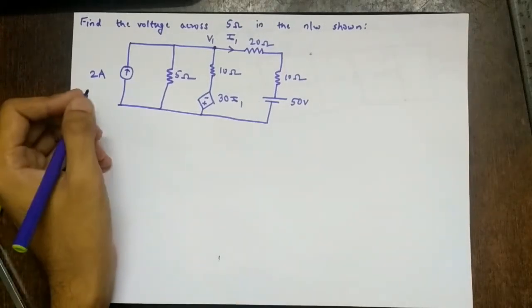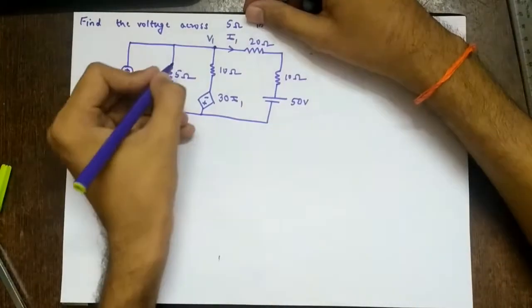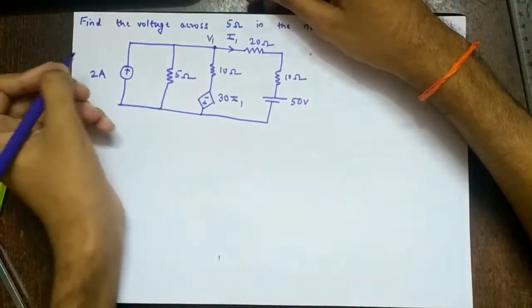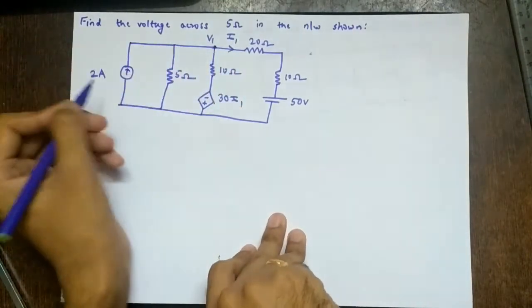So in the last lecture, we studied mesh analysis using dependent sources. So let's start with nodal analysis using dependent sources. Let's take an example. Find the voltage across 5 ohms in the network shown.